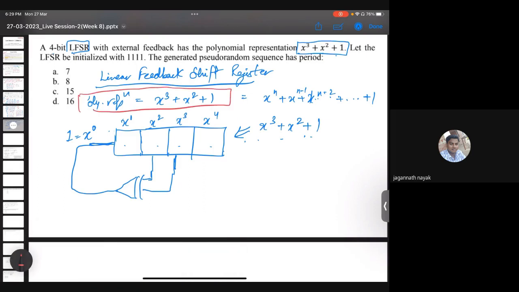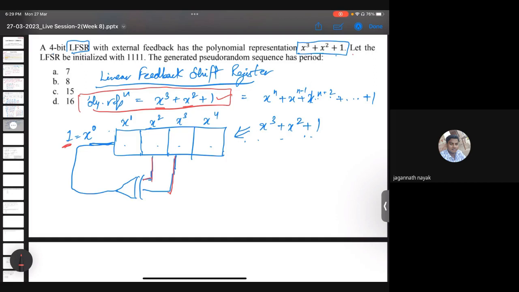This was the polynomial representation. So what we have done is XORed this x cube and x square together, which were the second and the third least significant bit, and then XORed them together with the one which was given in the polynomial. Is it fine with all of you? This circuit? Yes, sir.